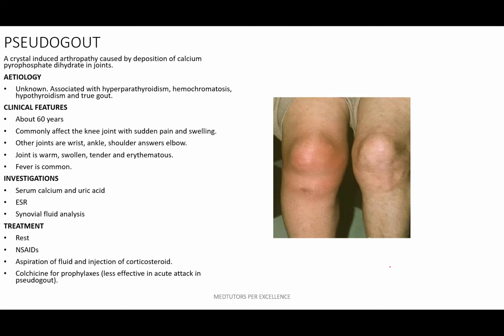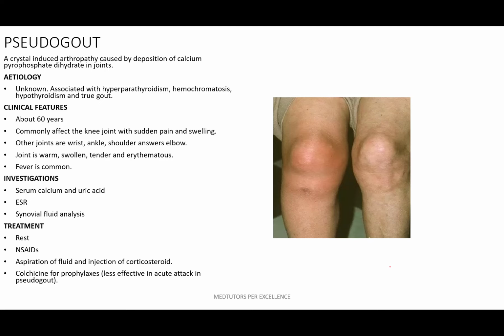This one, like gout, also presents with sudden onset. Other joints affected are the wrist, ankle, and shoulder. The joint is warm, swollen, tender, and erythematous. Fever is common in the patient. Now, how do we investigate the patient? Serum calcium and uric acid are done.